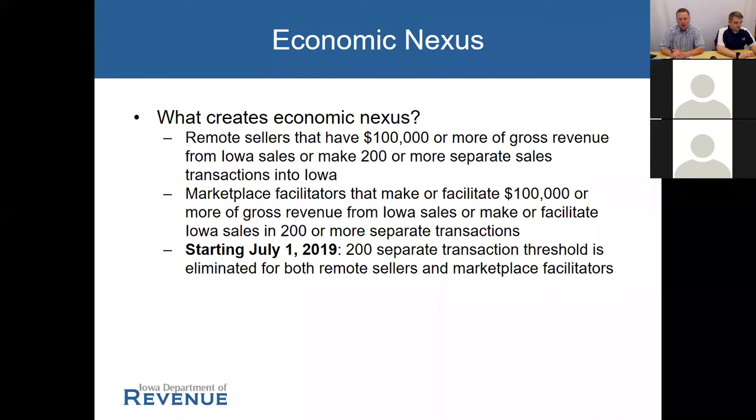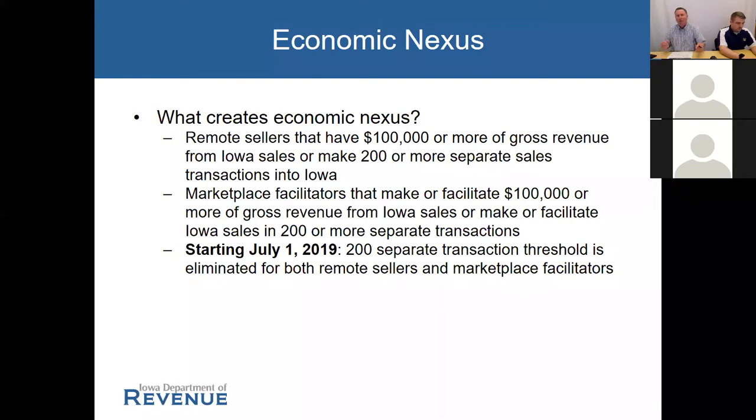We also have another portion to this as well: marketplace facilitators that make or facilitate 100,000 or more of gross revenue from the state of Iowa from sales, or they make or facilitate Iowa sales in 200 or more separate transactions. So the type of business that this would encounter, I think you can probably guess, one of the online auction type of sites, that would be an example of a marketplace facilitator, assuming that they're over $100,000 of gross revenue from the state of Iowa, or they have more than 200 transactions in a year. That would create economic nexus. Again, what does this mean? It means they have to collect the Iowa sales tax and applicable local option sales tax.